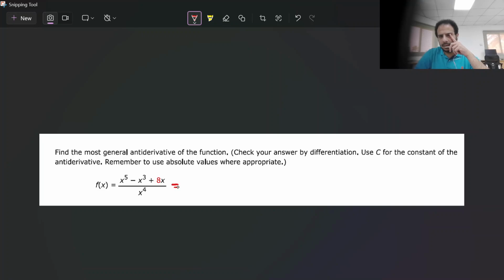Split it. We need to simplify, right? Yes. x to 5 divided by x to 4, x. Minus x cubed divided by x to 4, minus 1 over x. The last one, 8x over x to 4, it will be 8 over x cubed. But you can write it as 8x to minus 3. So what's the antiderivative of this?